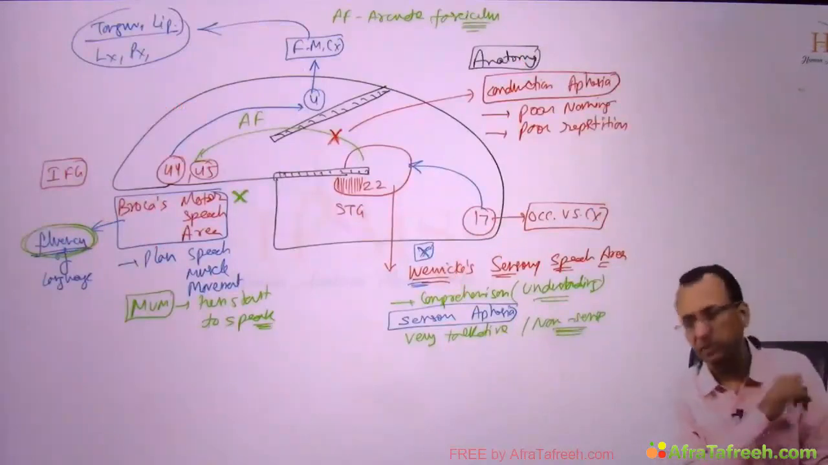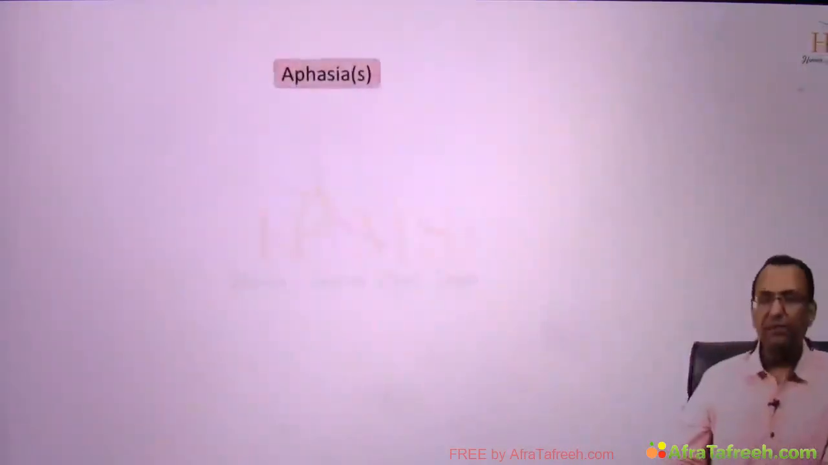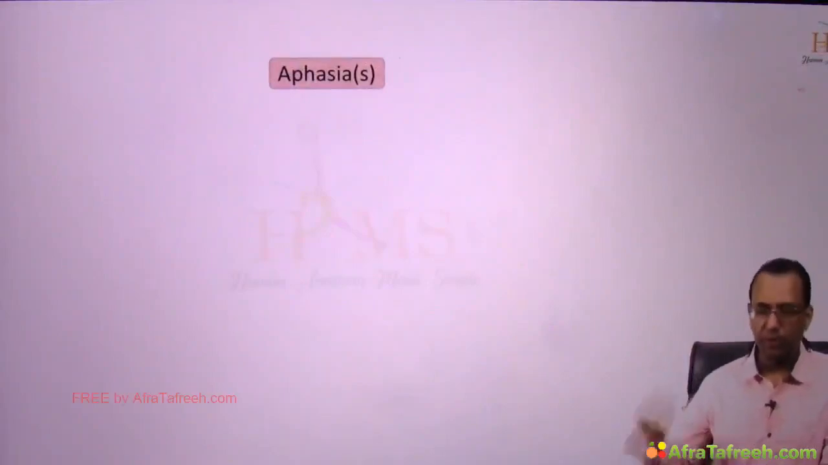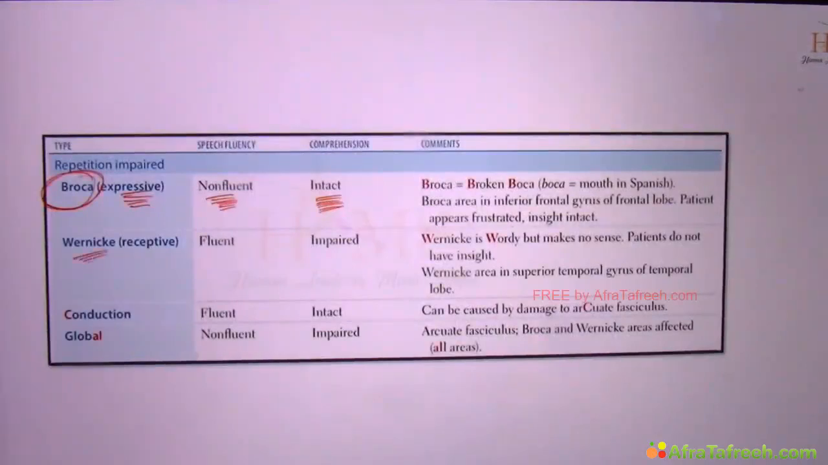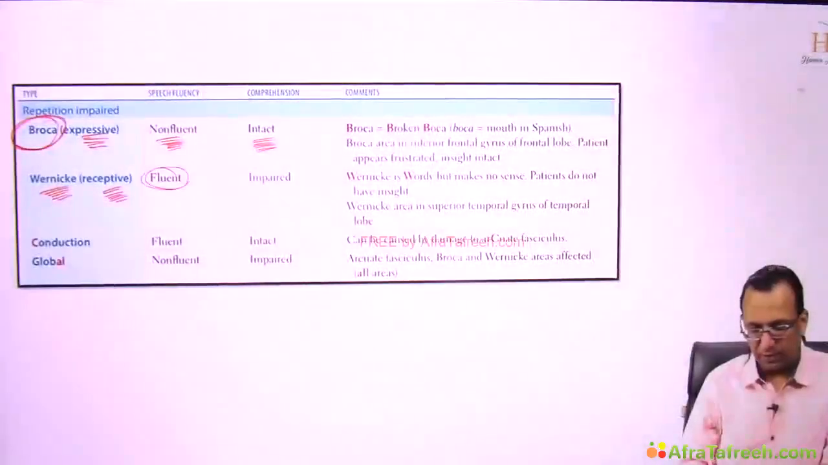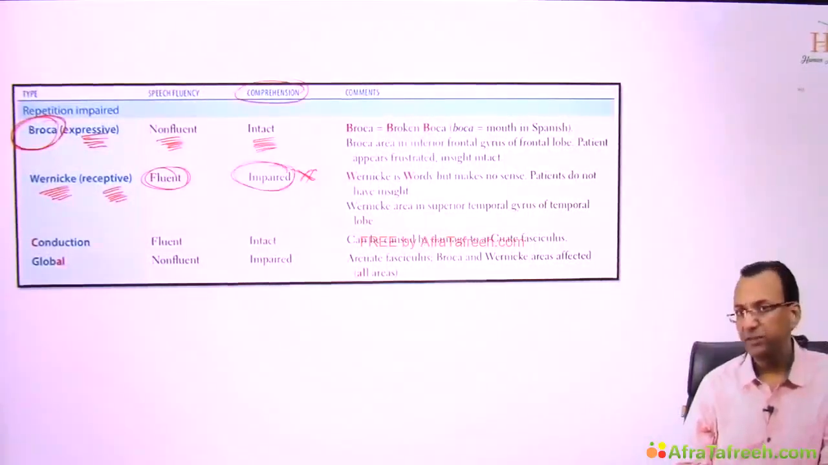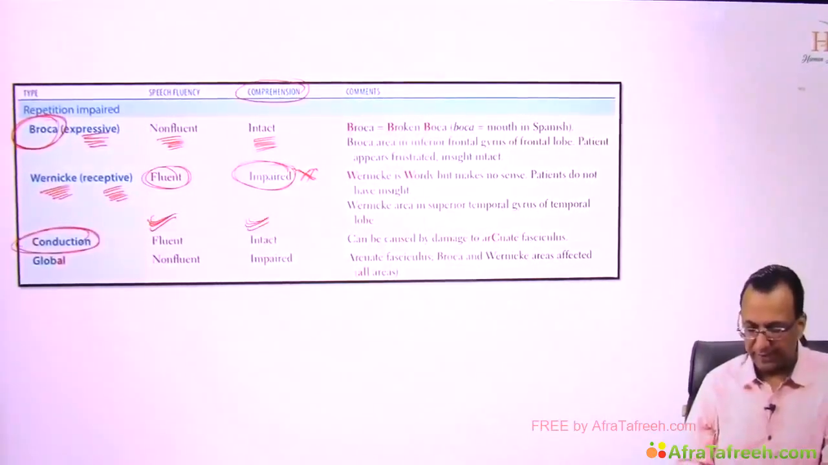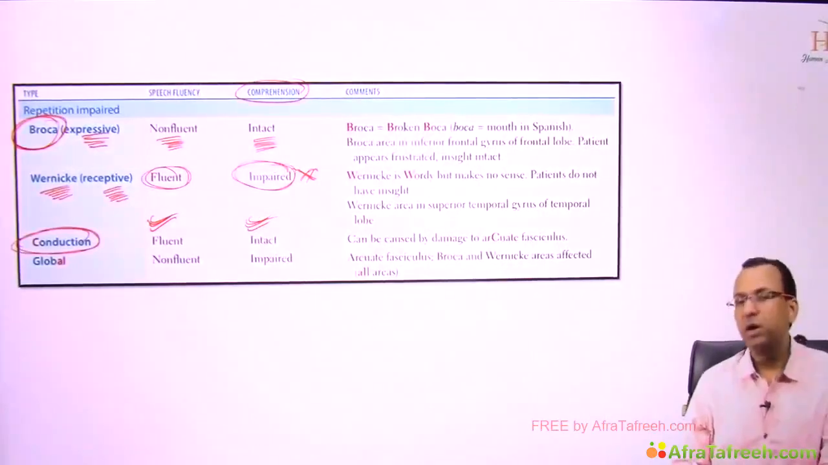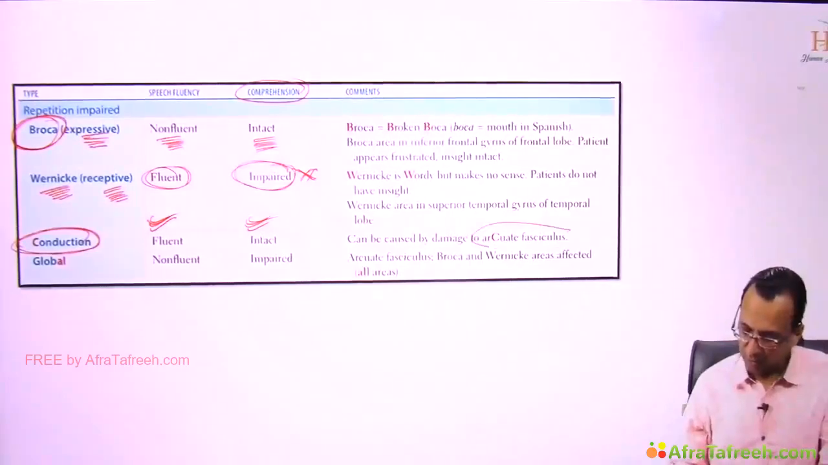I will show you a table also. In that table you can see about the aphasias. There are some questions coming frequently, so that's why we need to have some details. If it is Broca's aphasia, it is called expressive, it is non-fluent, fluency is compromised, comprehension is intact. If it is Wernicke's, which is receptive aphasia, the patient has fluency, but the comprehension is compromised. But if it is conduction aphasia, they have good fluency and good comprehension. The problem is poor naming and poor repetition. The problem is in the arcuate fasciculus.